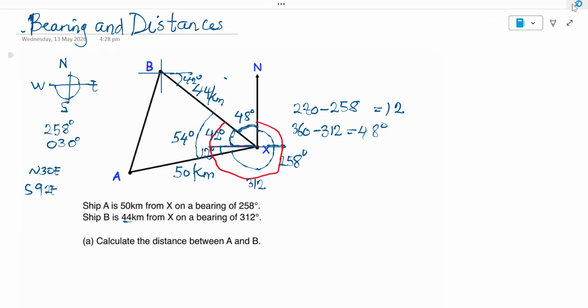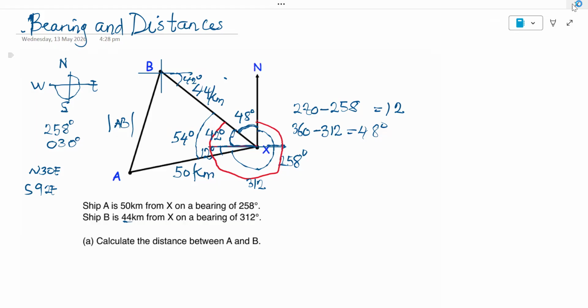Calculate the distance between A and B. Now, the distance between A and B is the distance that we have here. Look at this very carefully. This is the distance AB that we are actually asked to find. Very quickly, for us to find distance AB, we have two sides here. Two sides are given and we have just one angle, right? Now we have one angle here.